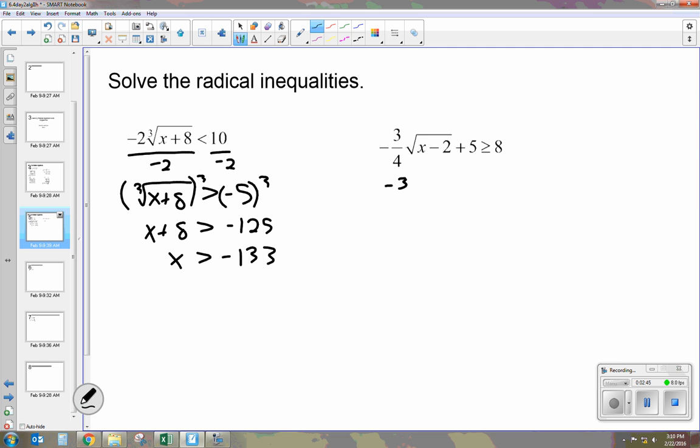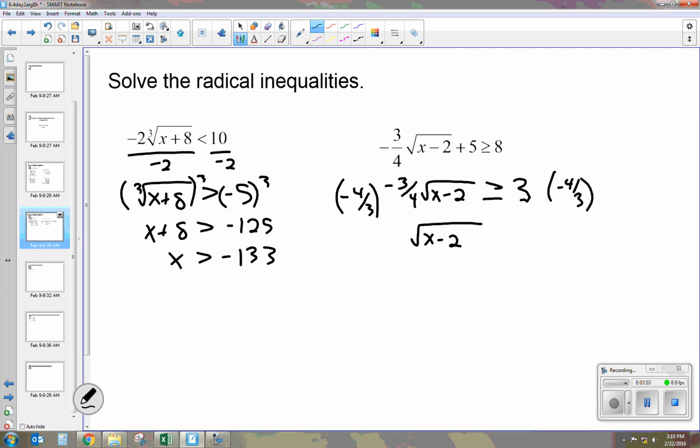Over here we have -3/4 times the square root of x minus 2 is greater than or equal to 3. We're going to multiply each side by -4/3. We're left with the square root of x minus 2 is less than or equal to, remember we have to flip our sign, -4. This is where we stop because the square root of something can never be equal to a negative number, nor can it be less than what is already a negative number, so we know that there are no real solutions.